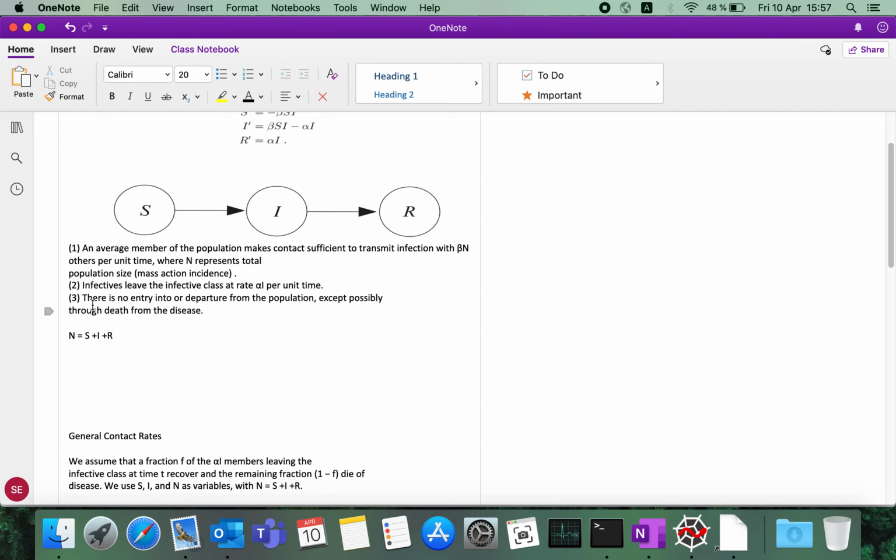And the third equation is the rate of change of recoveries. Once a person is susceptible and infected, they cannot go back again to the susceptible class. They should leave this class and come to the class of recoveries. And the sum of susceptibles, infectives and recoveries should always be equal to N.